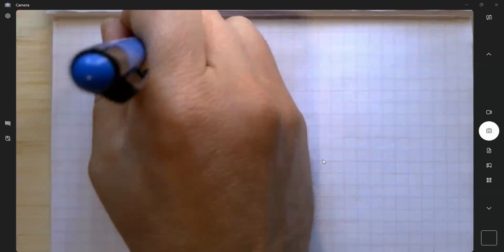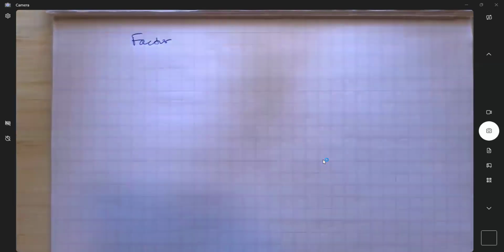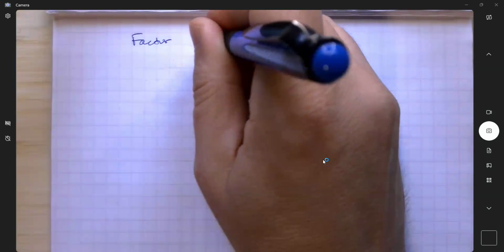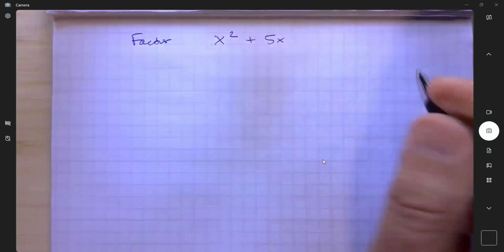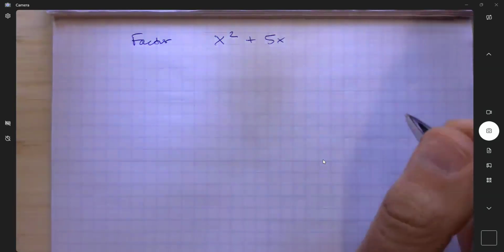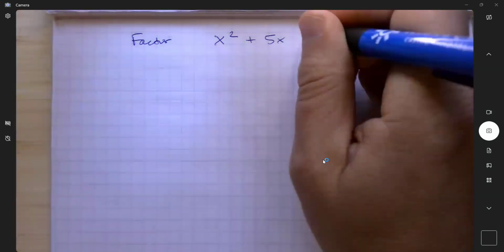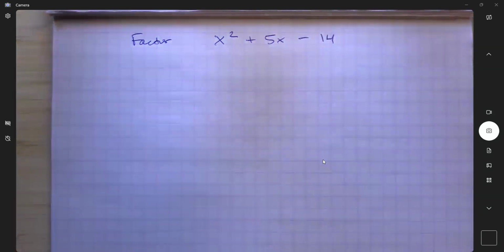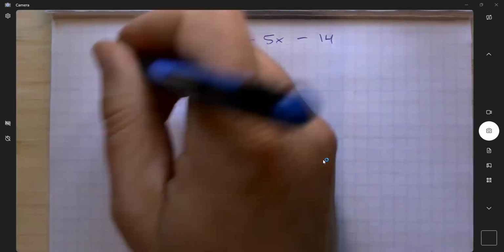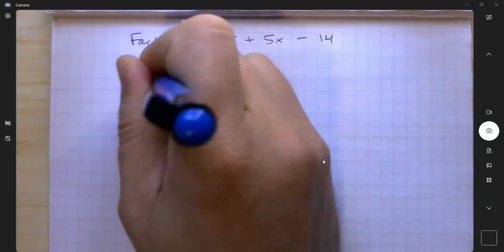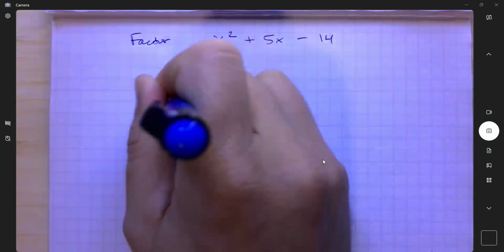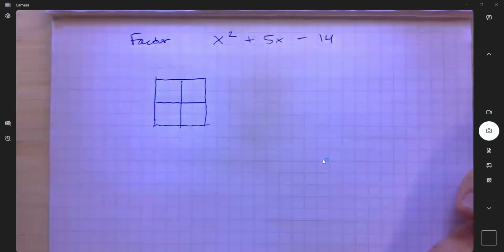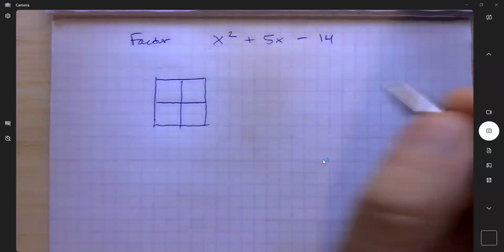So let's factor, let's see, x squared plus 5x minus 14. I'm still going to use a box because that is going to help us every time. And again, if you have another method of doing this, that's okay. This is if you haven't developed a method yet. I find this to be pretty effective.